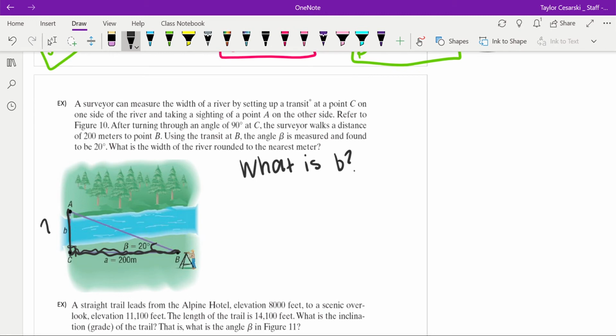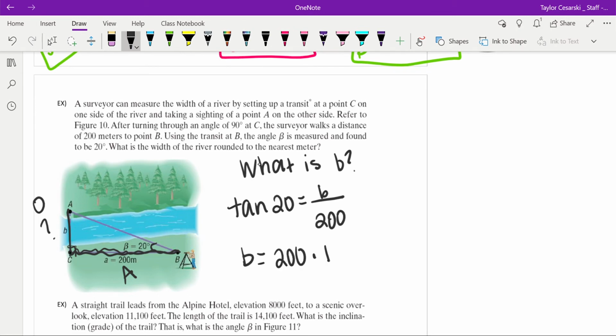So again, this one's nice that it's labeled for you. This kind of goes back to Math 2 and Math 3. In terms of my 20 degrees, I have adjacent and I have opposite. So I'm going to use a tangent ratio. So tangent of 20 degrees equals B over 200. So B equals 200 times tangent of 20.